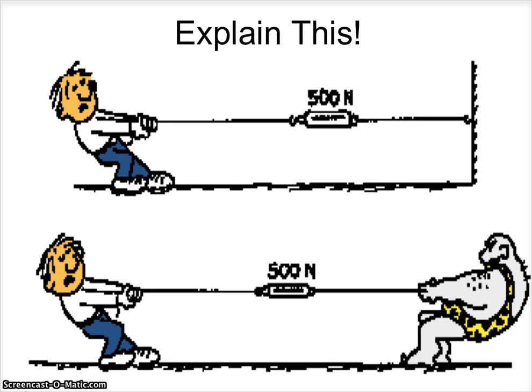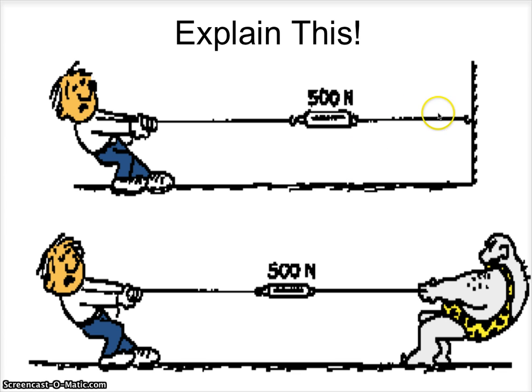Here I have the situation where a person is pulling on a rope, as seen in the top picture, and the scale reading is 500 newtons, and the rope is connected to a wall. If the person is exerting an action force on the wall of 500 newtons, then the wall is pulling back on him with 500 newtons of force. The scale will still read 500 newtons because it's not the number of forces acting on the same object. It's the forces acting on separate objects.